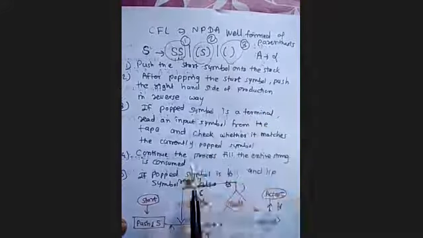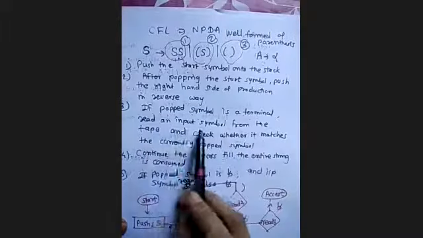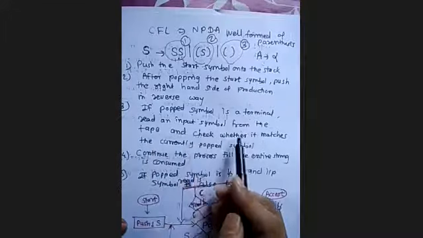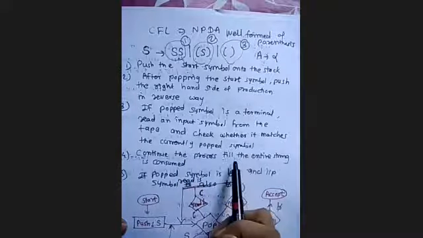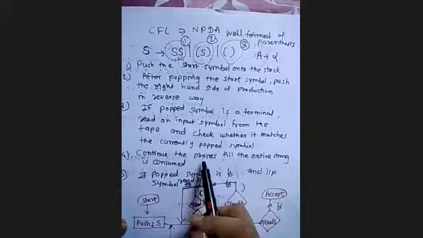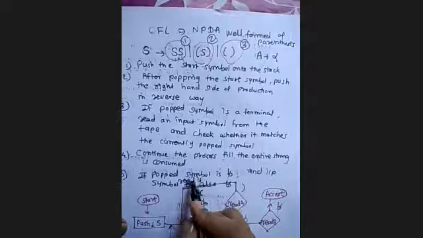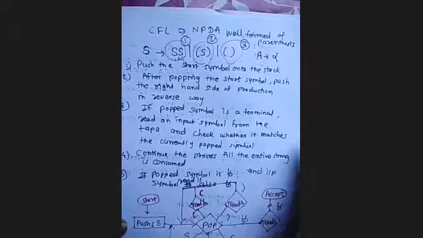Once that is done, if the pop symbol is a terminal, you will read the input symbol from the input tape and check whether it matches the pop symbol. If it matches, then you continue the process. Continue means continue with the pop till the entire string is consumed. Now, if the pop symbol is a blank, that indicates the stack is empty. Then you also check whether the input has ended and then accept it.